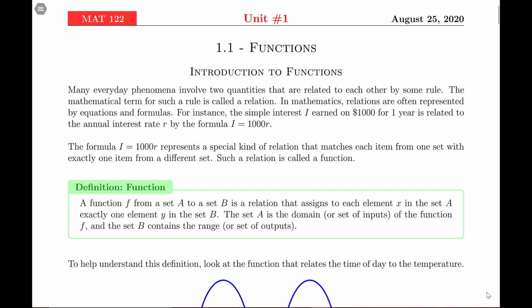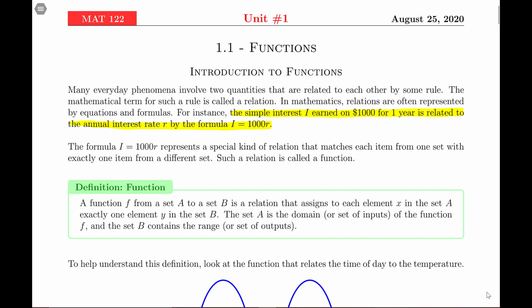So a lot of different things can be represented using functions. And a function just relates two different quantities together by some rule. If we look at this example right here, the simple interest earned on $1,000 for a year is related to the annual interest rate by this formula: I equals 1,000 times R. So that is just a very basic function. We have an input, which is the rate, and we have an output, which is the interest earned, and that's our function.